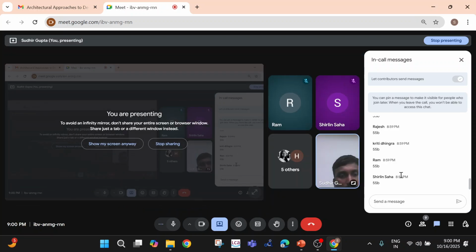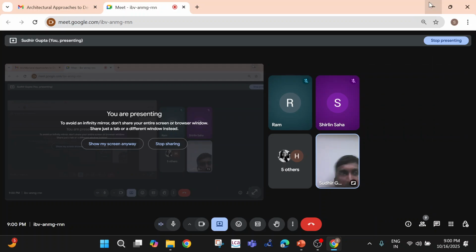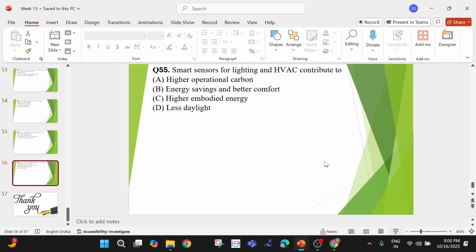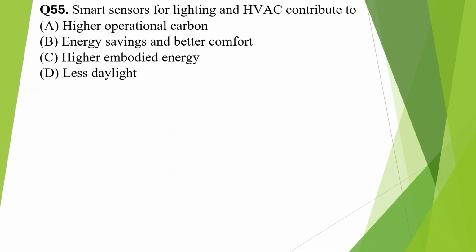Yeah, I can see all of you have given your answers, and all of you have given 55B. That is absolutely correct, guys. All the automated controls or smart sensors will minimize the wastage and optimize the use. That's why it will help you save energy and give better comfort also. Option B is the only answer for question number 55. With this, all the questions we have discussed.